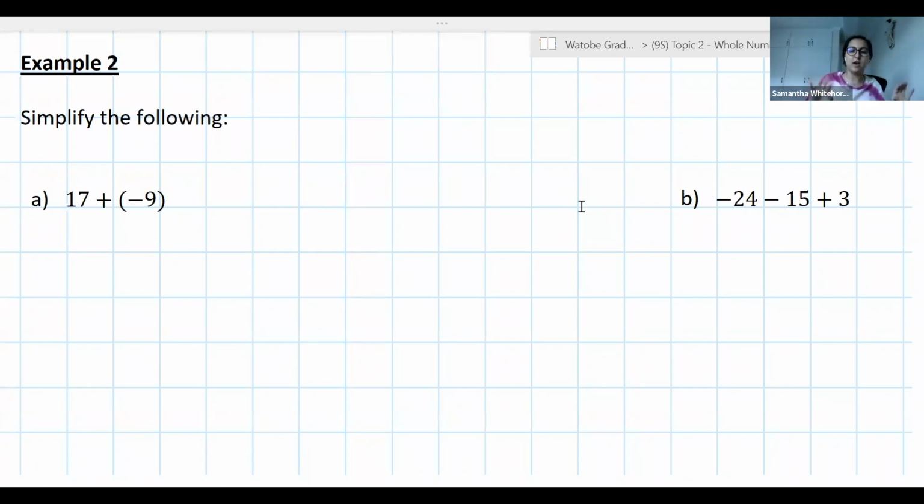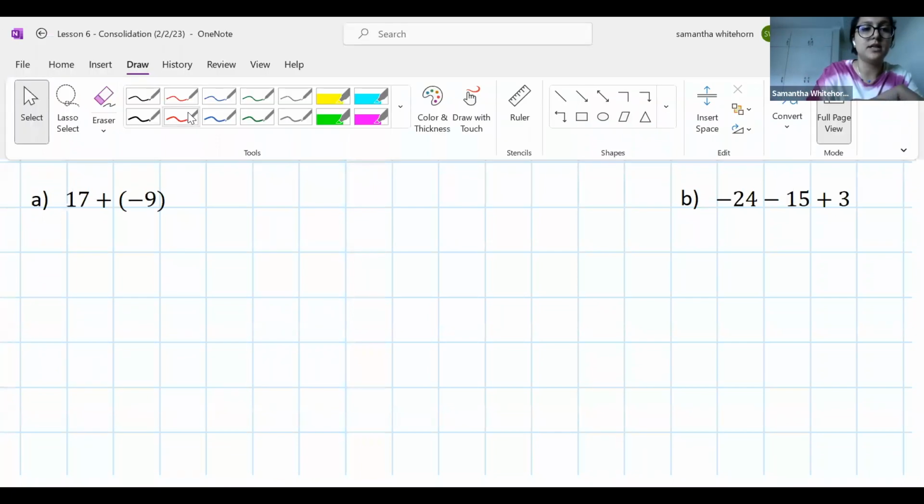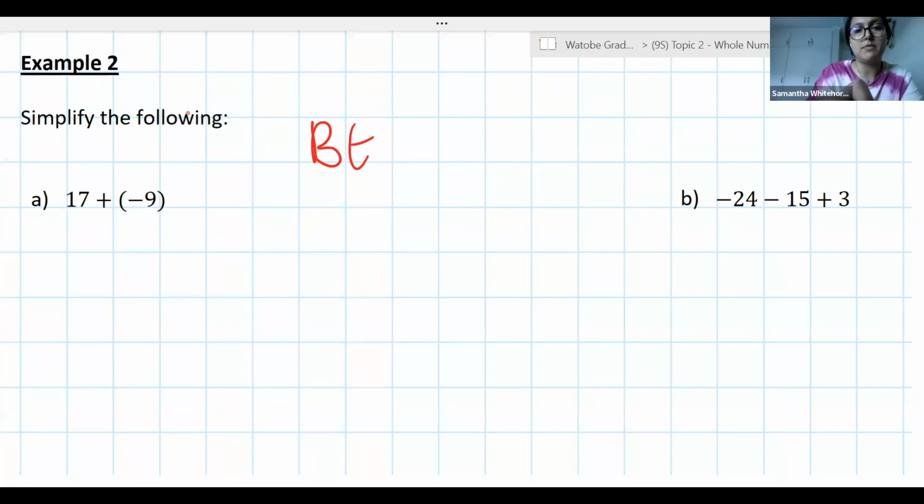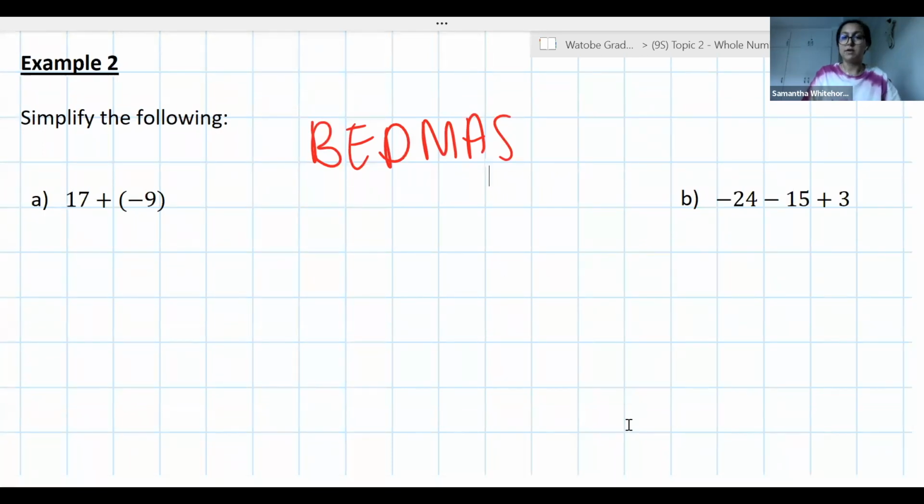I'm not going to say anything. I want you to try. If you get stuck, that is fine. Either ask on the chat or let us know that you have a question, and then you can raise your hand. But I want you to try simplify A and B for me. Remember your order of operations. The only thing I will write here for you is remember BEDMAS, or you can say BODMAS, doesn't really matter. Remember your order of operations. That's very important. Otherwise, we're going to get weird answers.